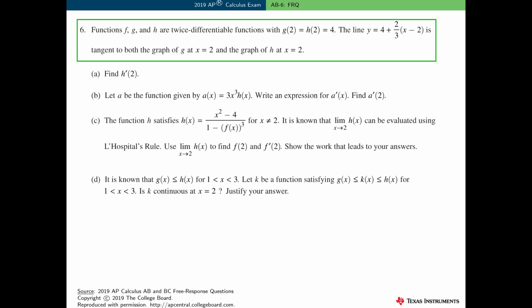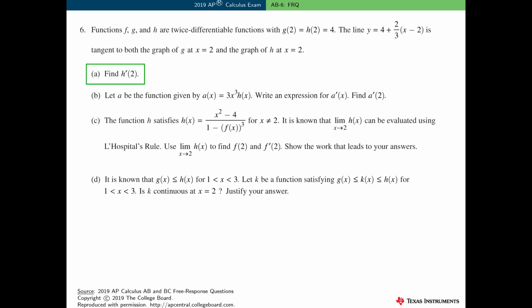This free response question involves several functions, lots of letters, L'Hopital's rule, and even the squeeze theorem. The functions f, g, and h are twice differentiable, and g of 2 equals h of 2 equals 4. The line given here is tangent to both the graph of g at x equal 2 and the graph of h at x equal 2. In Part A, all we need to do is to find h prime of 2.